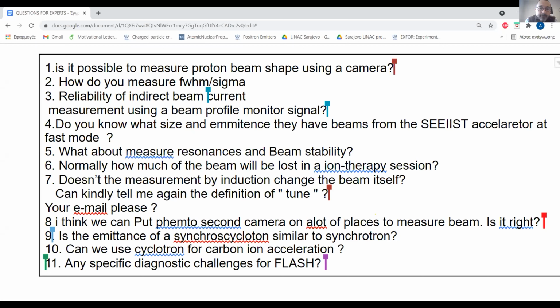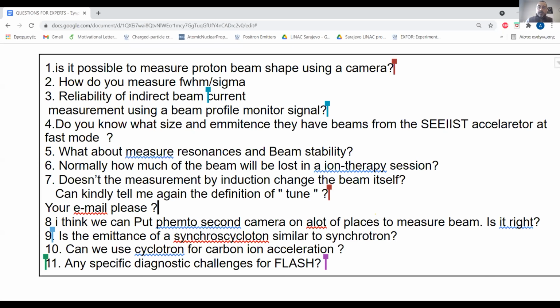Let me get the definition of tune. The tune is the transverse oscillation of the beam in the machine. You remember that there are quadrupoles, which have parabolic potentials, and the beam oscillates in these potentials. And the number of these oscillations is the tune. We spoke about it several times.